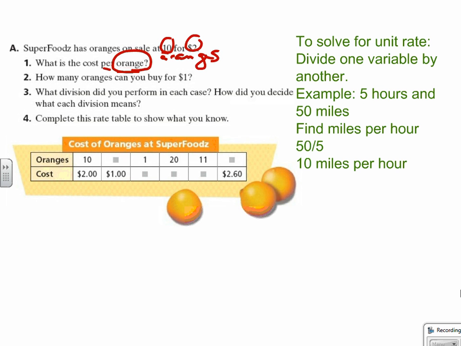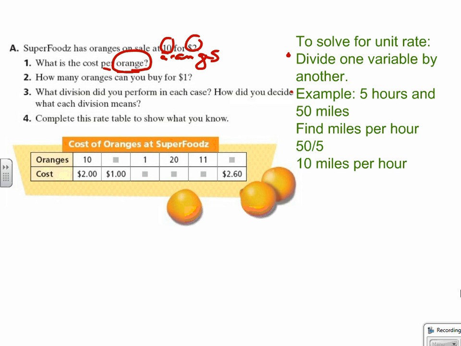Step one, divide one variable by another. Our example would be 5 hours and 50 miles. I want you to write this example down: 5 hours and 50 miles. It doesn't have to be in that order.